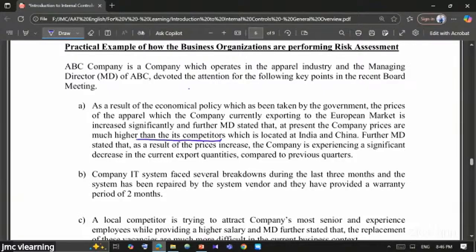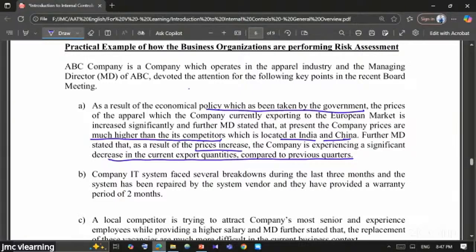Okay, as a result of a government policy, our apparel prices have increased, and are higher compared to the competitors who are located in India and China. Further, the MD stated that as a result of the price increase, the company is experiencing a significant decrease in the export quantities compared to the previous year. Clear?